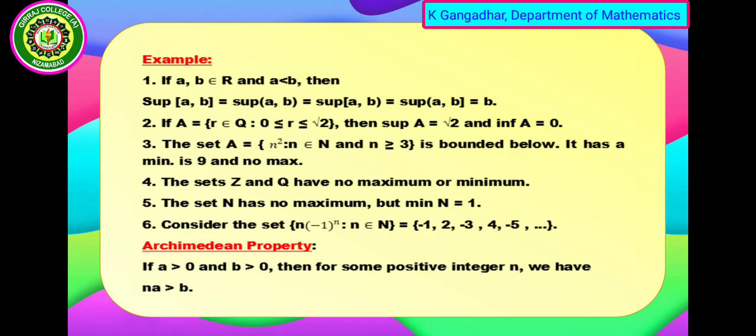Next property: the Archimedean property. If a is greater than 0 and b is greater than 0, then for some positive integer n, we have n times a greater than b. This is called the Archimedean property.